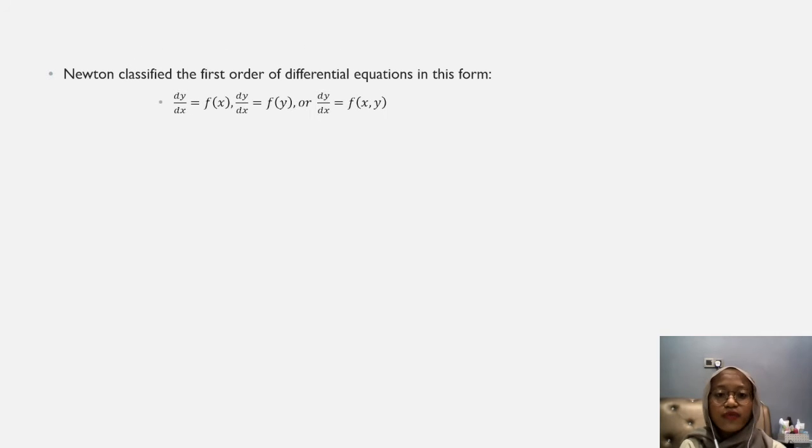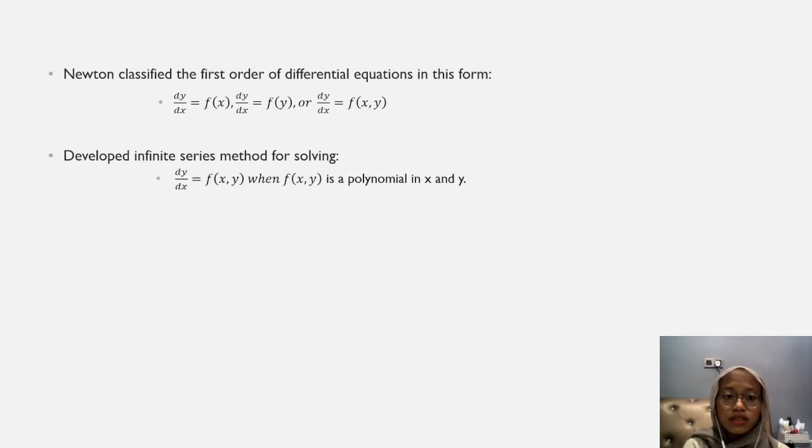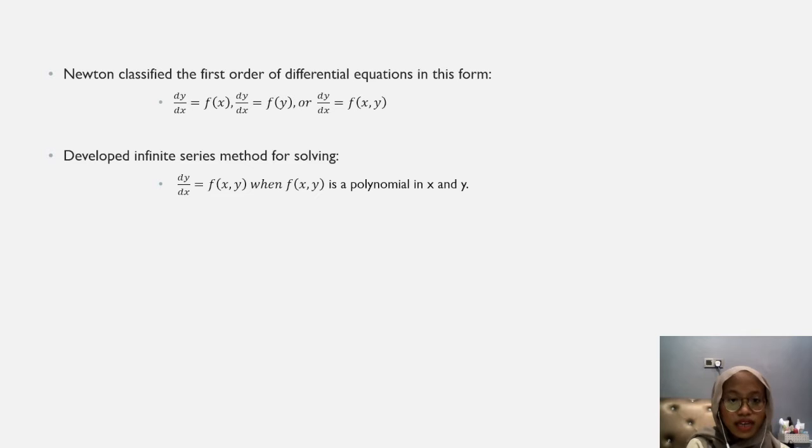Newton classified the first order differential equations in this form, which is dy/dx = f(x), dy/dx = f(y), or dy/dx = f(x,y). He also developed an infinite series method for solving dy/dx = f(x,y) when f(x,y) is a polynomial in x and y.